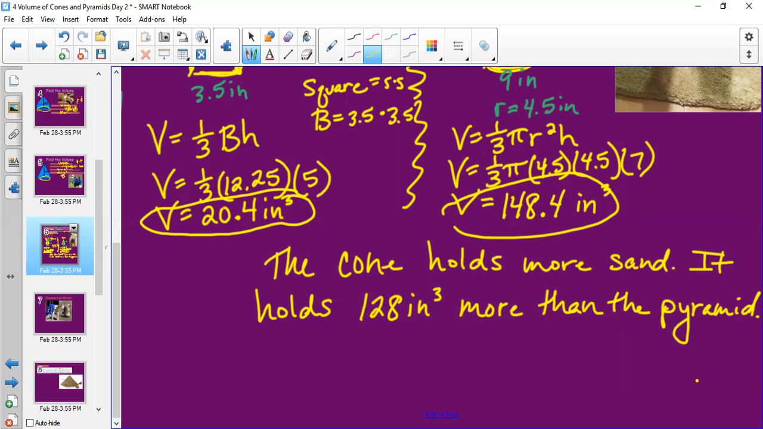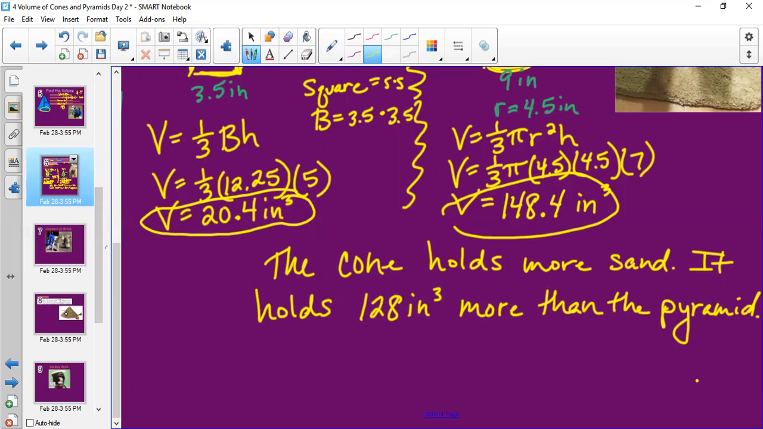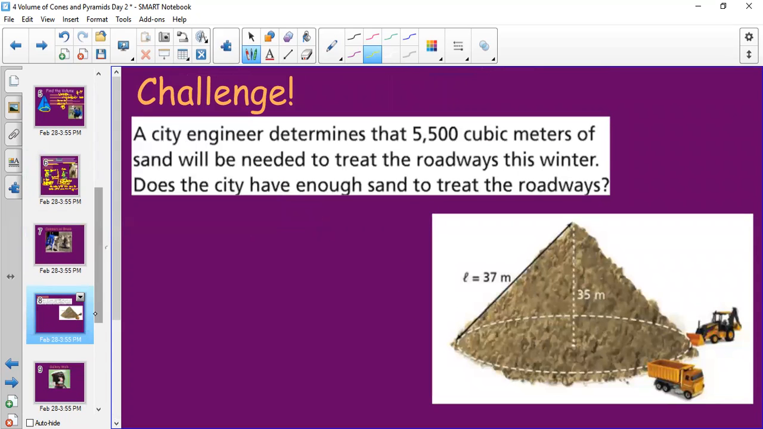All right, let's try one last one. This is meant to be a challenge. And then for tonight, there is a gallery walk. It has answers provided. The more practice you can get with these, the better, because there are quite a few word problems on your test.